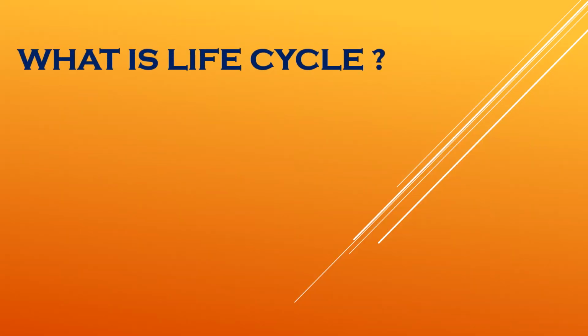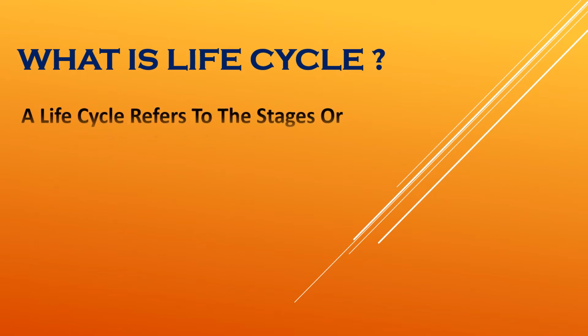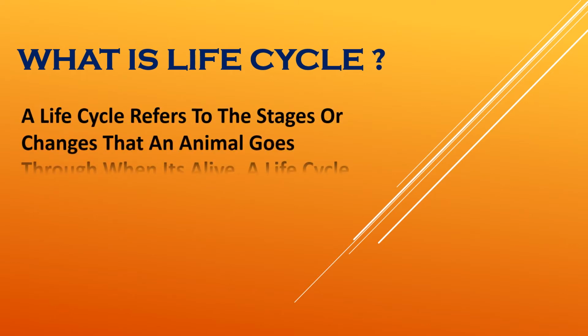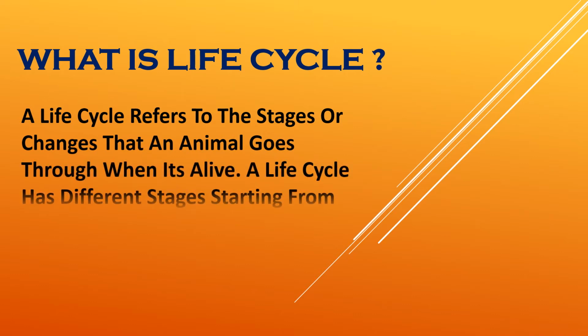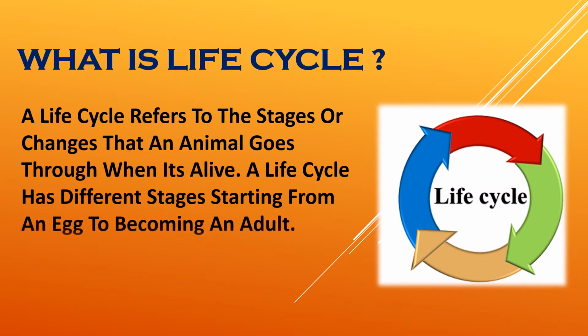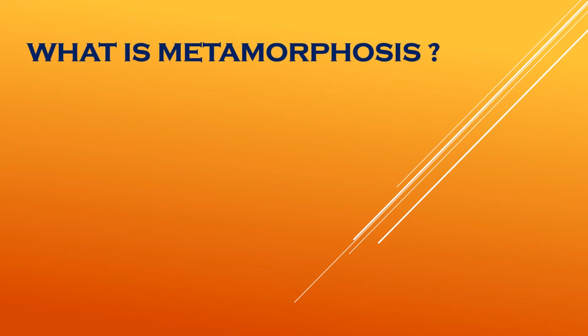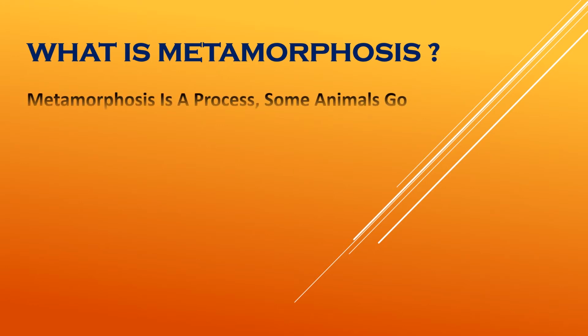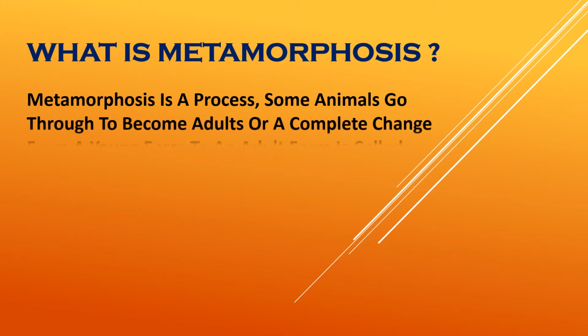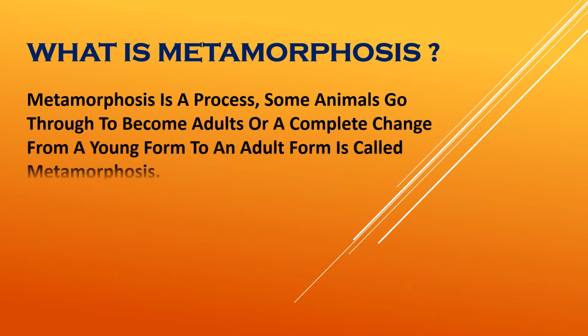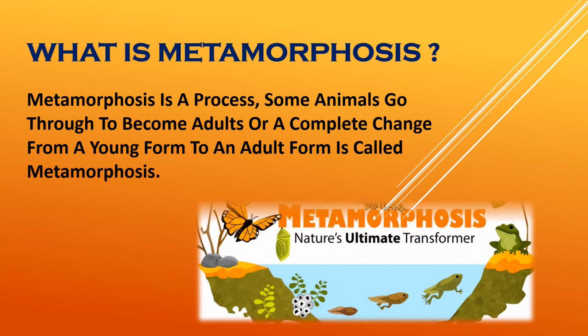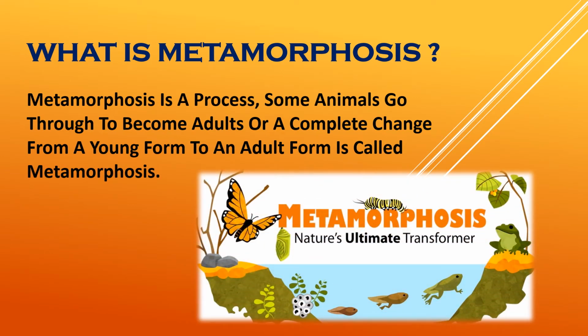What is life cycle? A life cycle refers to the stages or changes that an animal goes through when it's alive. A life cycle has different stages starting from an egg to becoming an adult. Before that, I will introduce a new term that is metamorphosis. What is metamorphosis? Metamorphosis is the process some animals go through to become adults, or a complete change from a young form to an adult form is called metamorphosis.